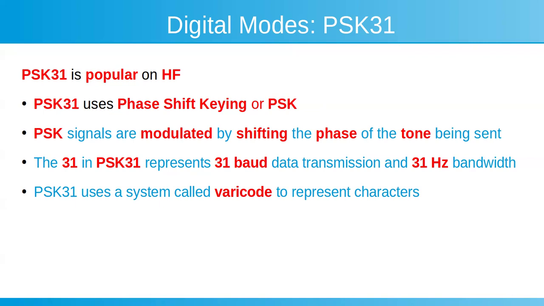Varicode is a variable length where it's anywhere from, I think, 3 bits up to like 8 or 9, depending on the character. And they oriented it such that the most frequently used symbols, letters or numbers, have the shortest codes. And the ones that you use least often have the longest codes. So it helped reduce the bandwidth. How does that differ from Morse code?